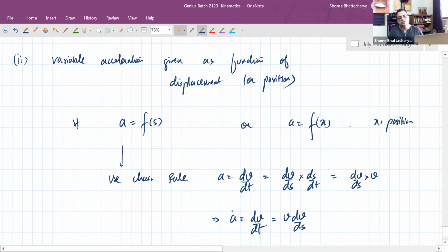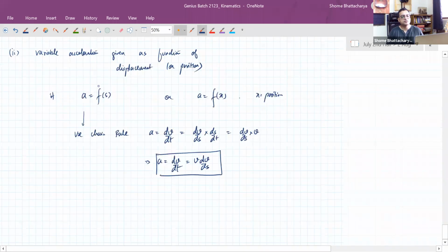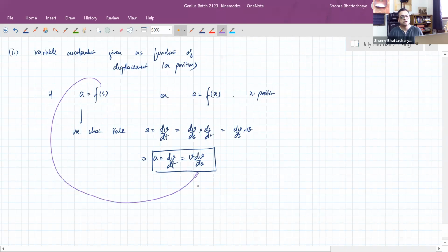So once we use this, given that acceleration is a function of displacement, we can substitute it here. So we have v dv by ds, which is the acceleration, as a function of displacement. So we have v dv equal to that function of displacement integrated with respect to ds.